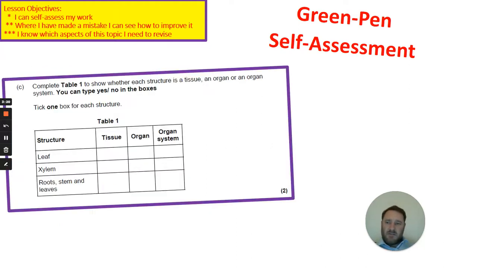Let's move on then. So 1C, nice multiple choice again. You just put the ticks in the right place. So is a leaf a tissue, an organ, or an organ system? And of course it is an organ. So hopefully you got that one right. And the xylem is a tissue, and the root, stem and leaves all together work as an organ system. If you got all 3 correct, you get 2 marks. If you got 1 or 2 correct, you get 1 mark. And of course if you got none right, then you get no marks, sadly. So tick it if you got it right, correct it if you didn't.